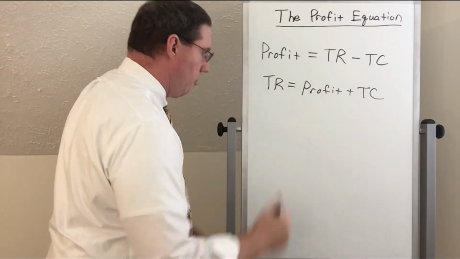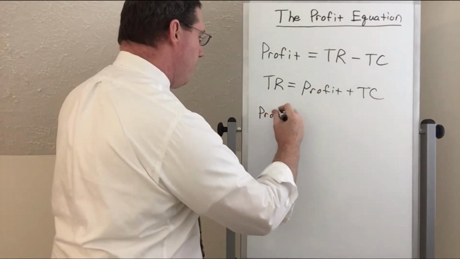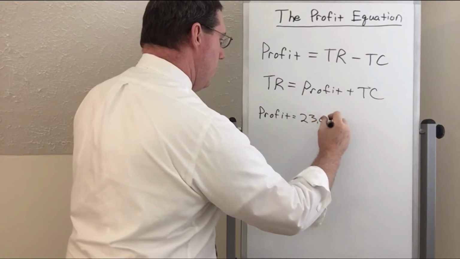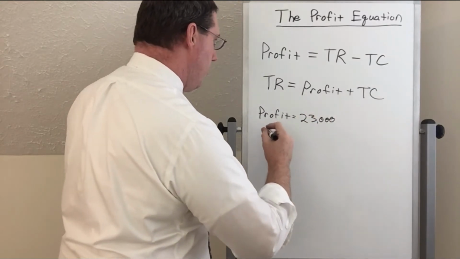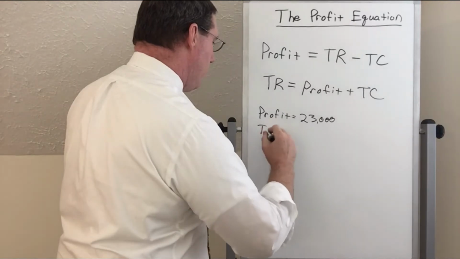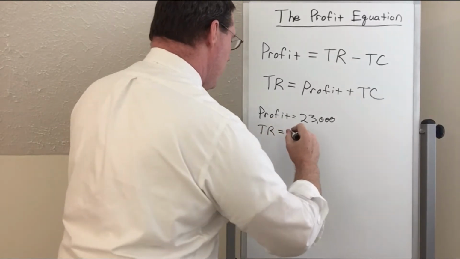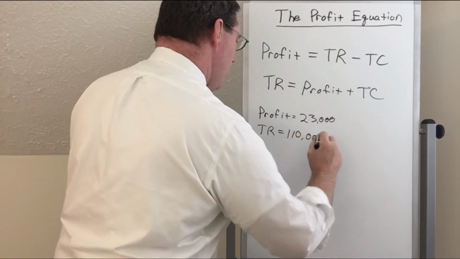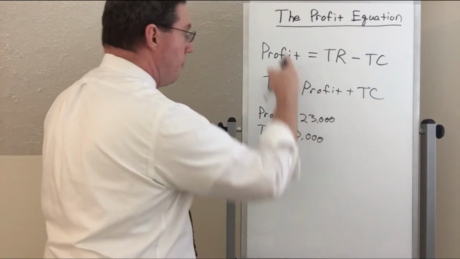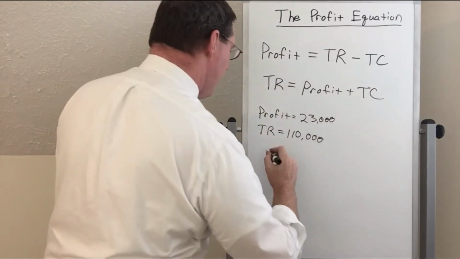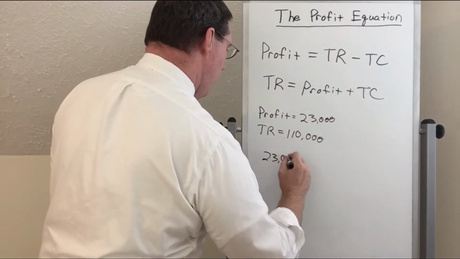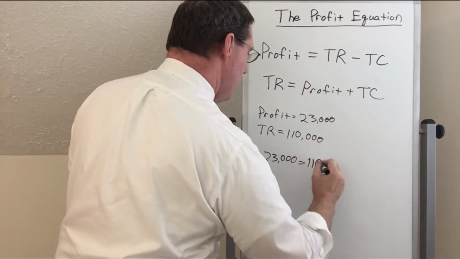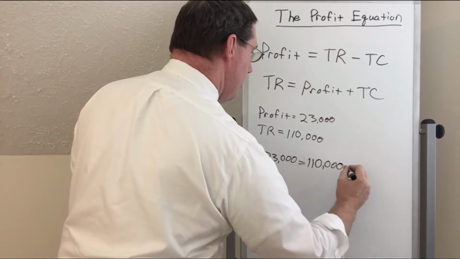All right, well, now let's say I gave you total revenue and I gave you profit and I wanted you to find out the total cost. What if I told you that profit is 23,000? I'm just going to ignore the dollar signs for now. And let's say that total revenue was 110,000. Okay? All right, well, we're just going to go back to the profit equation. We're going to put 23,000 in for profit equals total revenue, which is 110,000. I hope you're doing this with me. It's going to be good for you.